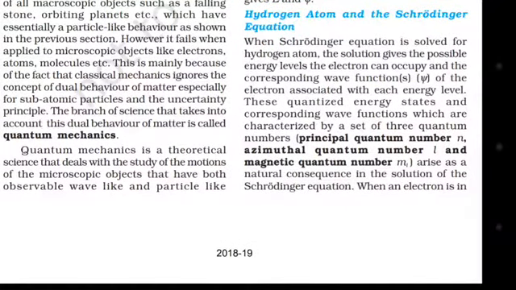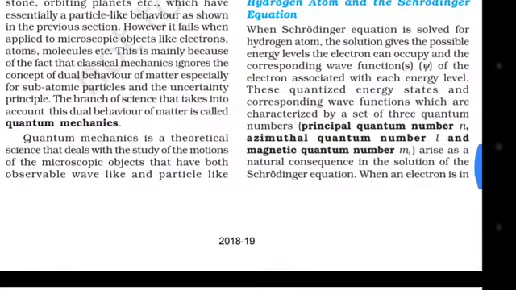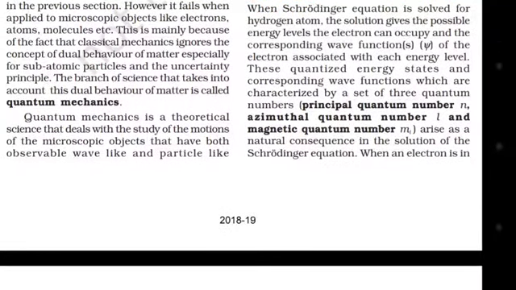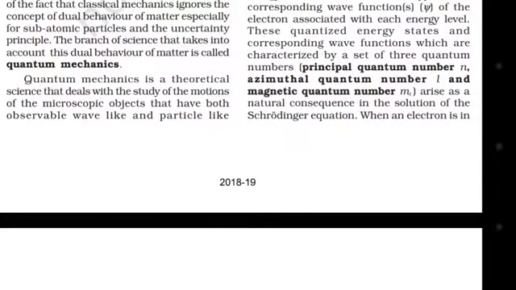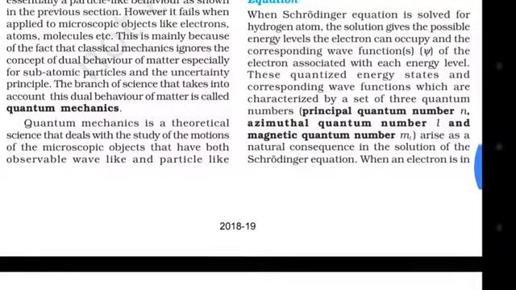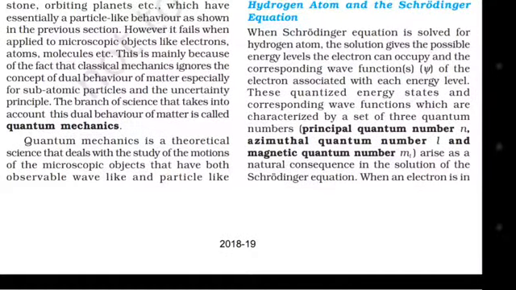When Schrödinger equation is solved for hydrogen atom, the solution gives the possible energy levels the electrons can occupy and the corresponding wave functions psi of the electron associated with each energy level. These quantized energy states and corresponding wave functions, which are characterized by a set of three quantum numbers, principal quantum number n, azimuthal quantum number l, and the magnetic quantum number ml, arise as a natural consequence in the solution of Schrödinger equation.